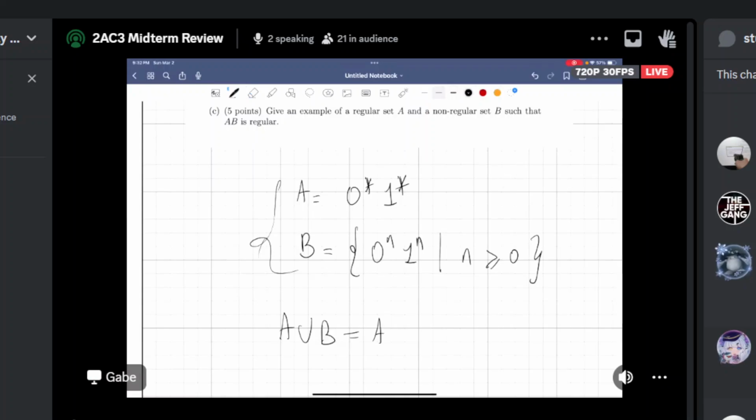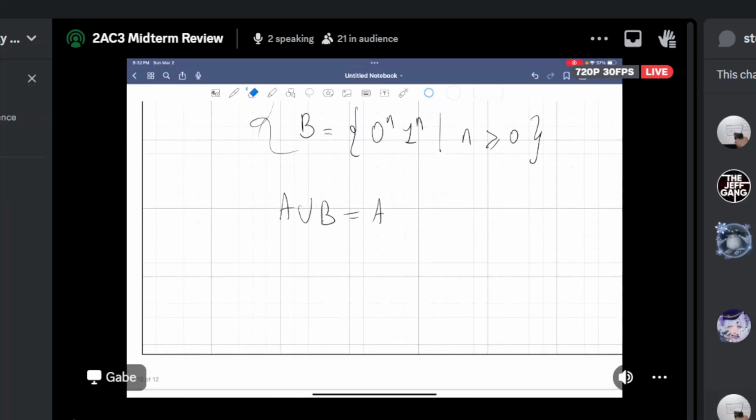Any non-regular set is always still going to be encompassed by the universal set. I just literally wrote A equals U and B equals some random set. I probably put something similar to what Gabe put for B, and then I just said clearly their union is the universal set, which is regular. Because everything in here already includes this.